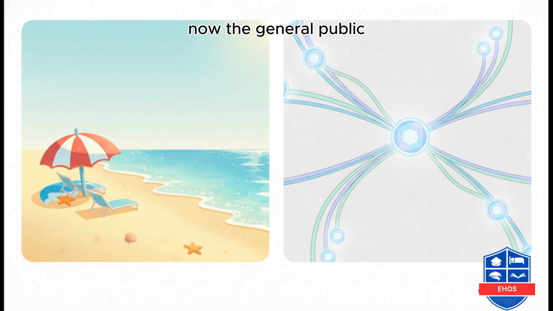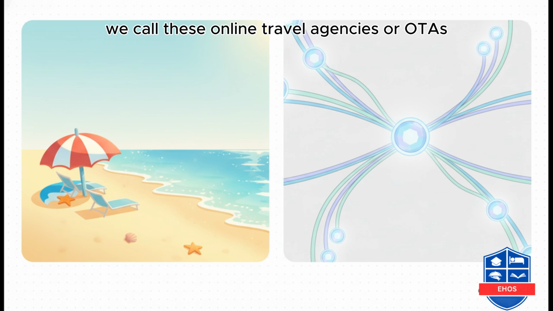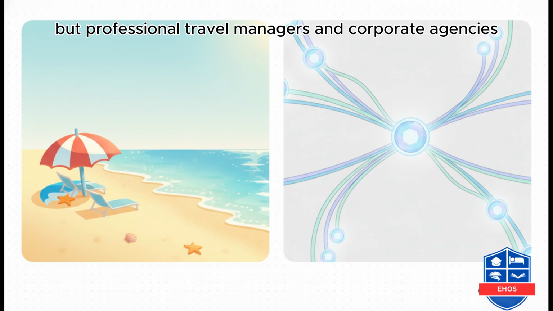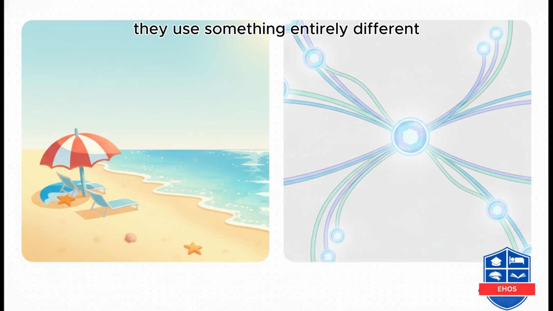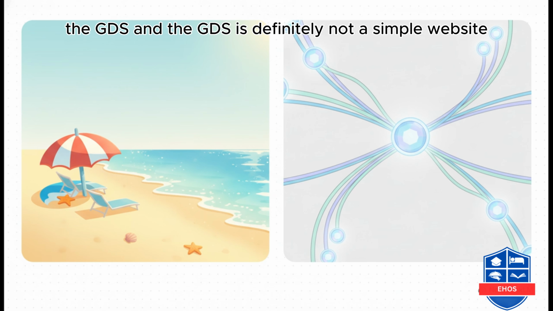Now, the general public, they just use the internet to book their holidays. We call these online travel agencies, or OTAs. You can think of an OTA as a colorful public storefront. But professional travel managers and corporate agencies, they use something entirely different. They rely on the global distribution system, the GDS.